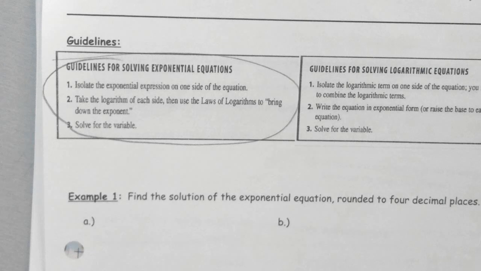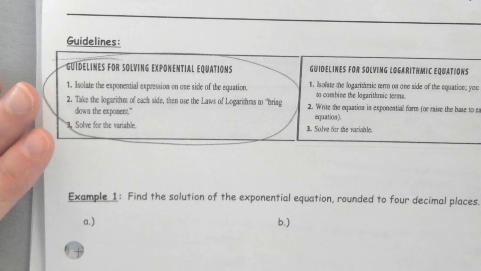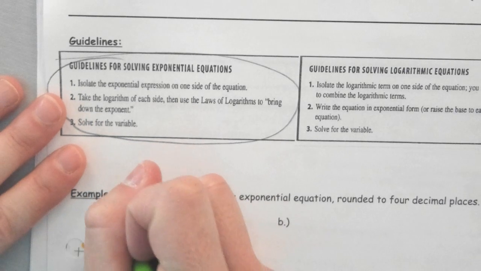So the first thing we want to do is isolate the expression on one side. And what they mean by the expression is specifically the part that has an exponent. So you're isolating it so it's by itself, whatever term it is that has the variable in the exponent. Then you're going to take the logarithm of each side. That helps to bring the exponent down so it's not up as an exponent anymore. And then from there you solve. And how you solve depends on what type of problem it is. So each problem is going to be a little bit different, so you have to treat them individually.